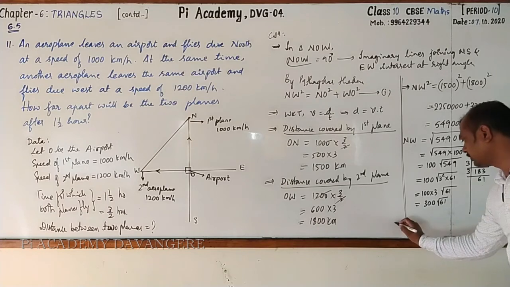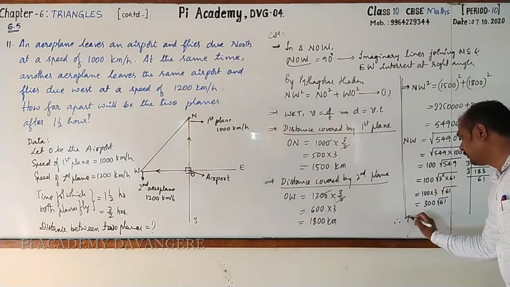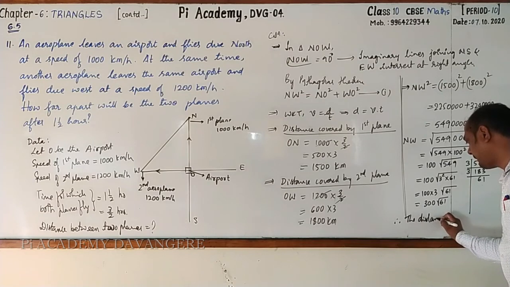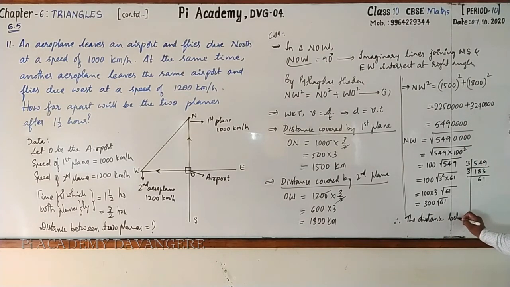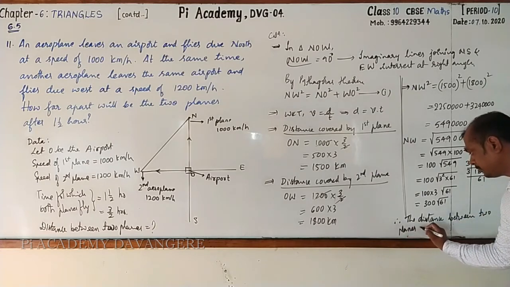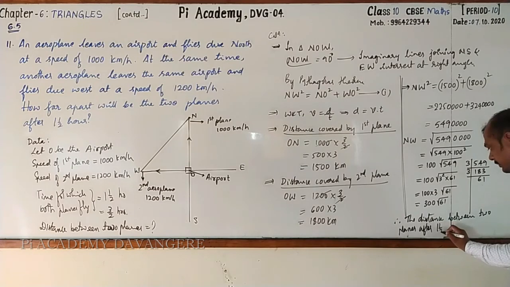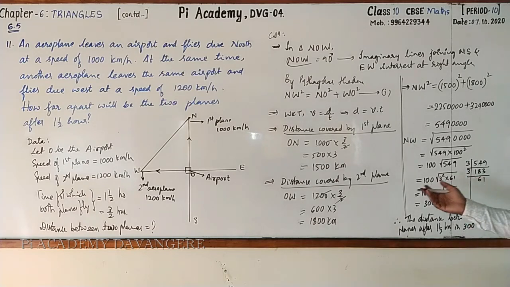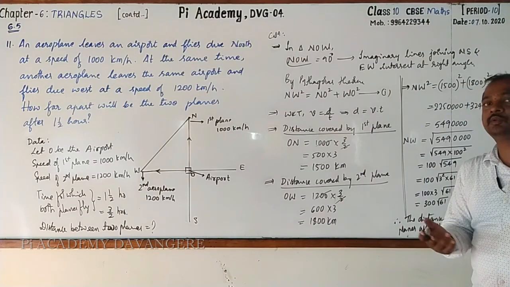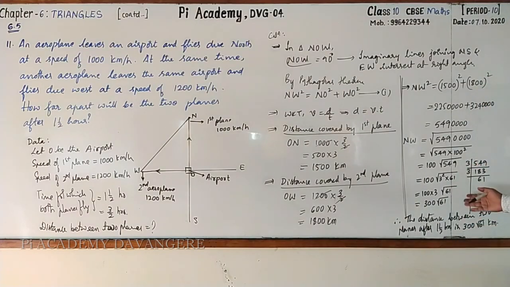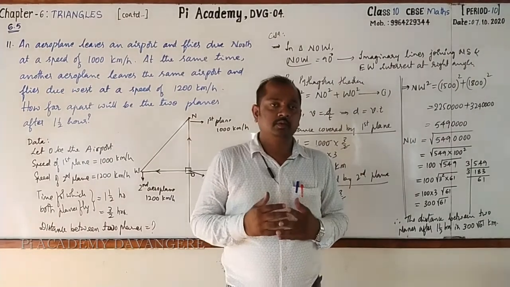Followed? So conclusion. Therefore, the distance between the two planes after 1.5 hour is 300 into root 61 kilometer. If you want to find out the value of square root of 61, you can. Okay, please go for copying this. Okay, dear students, hope that you have written.